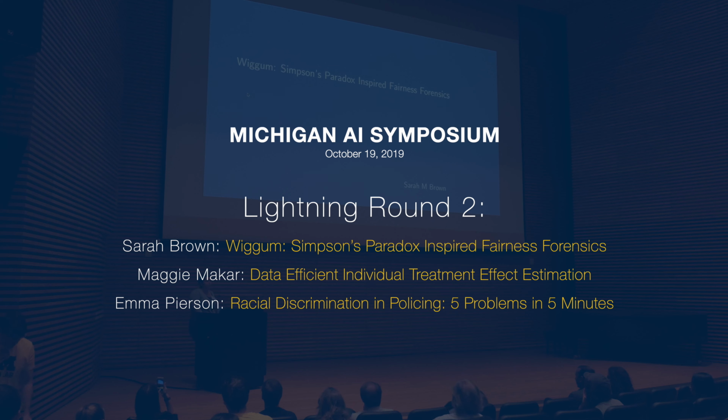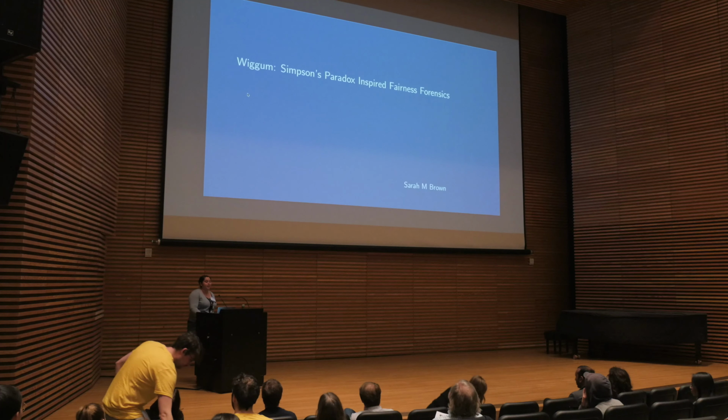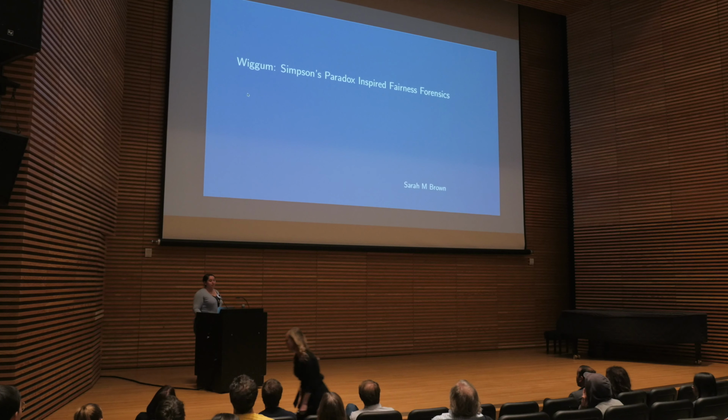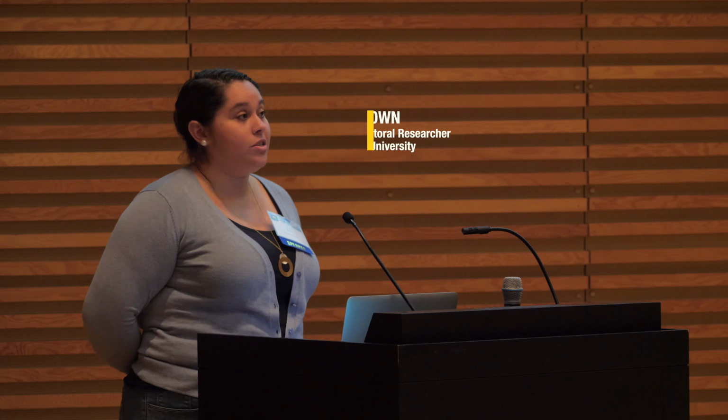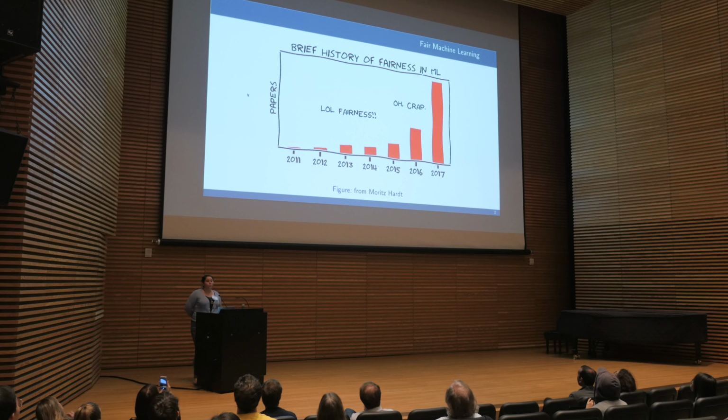So I'm going to talk about a tool that I built with my collaborators, what we've named Wiggum, that does Simpson's paradox-inspired fairness forensics. And to start, we're going to talk a little bit about what fair machine learning has looked like so far. So first, there was a period where papers on fairness got rejected from the archive, and then they were like, oh no, we should care about this. And now there's tons of papers, and there's conferences doing all of this.